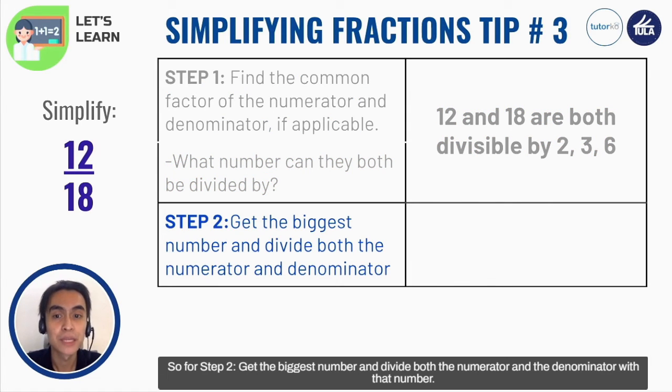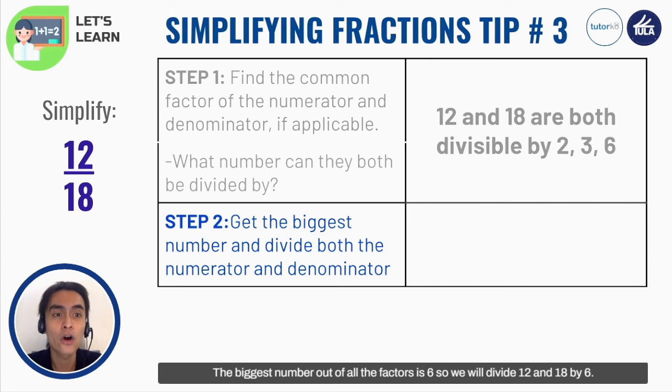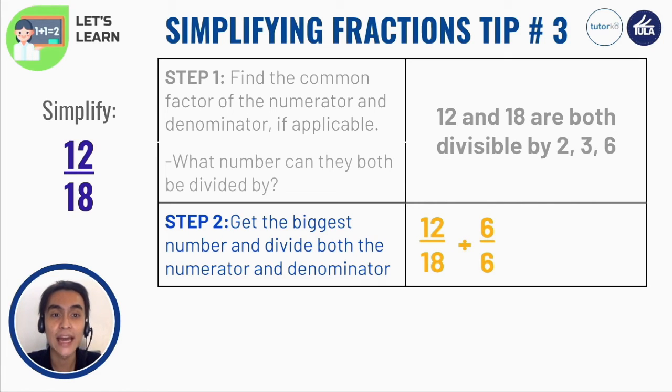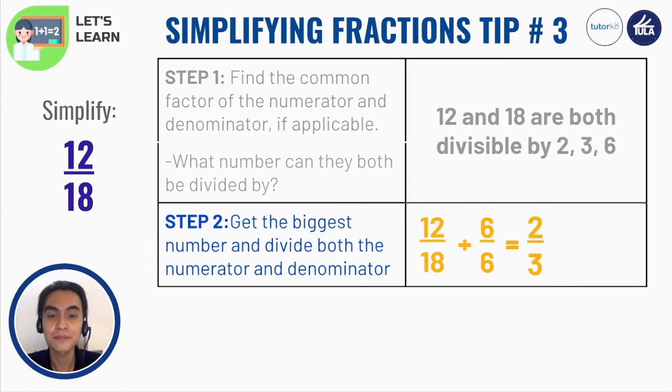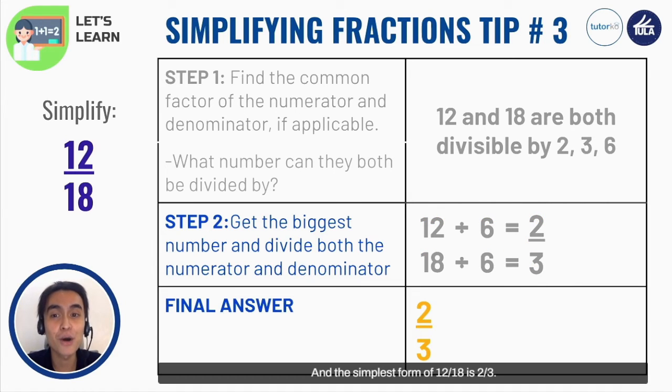So for step 2, get the biggest number and divide both the numerator and the denominator with that number. The biggest number out of all the factors is 6. So we will divide 12 and 18 by 6. And when we do that, we will get 2/3. And the simplest form of 12/18 is 2/3.